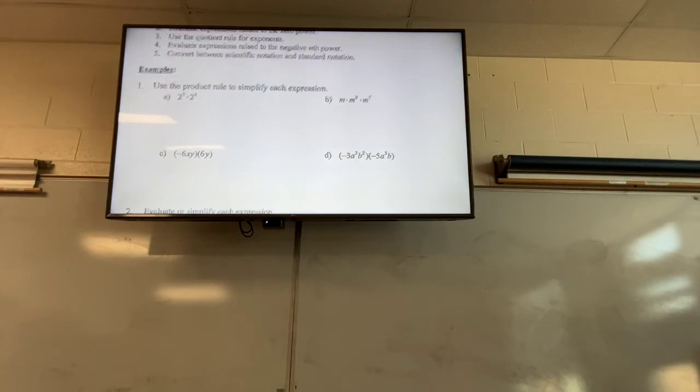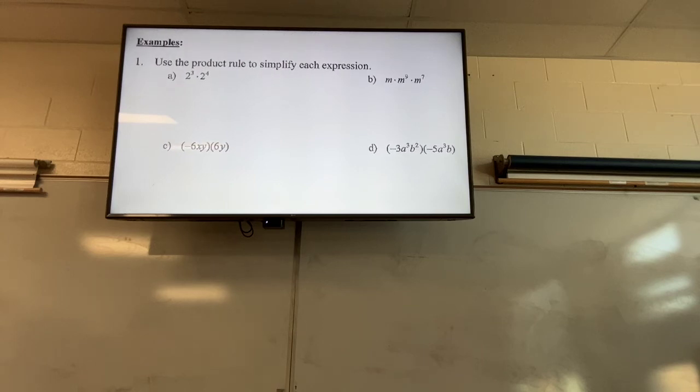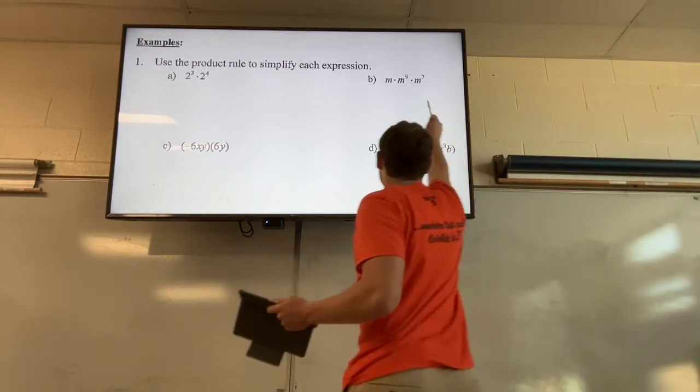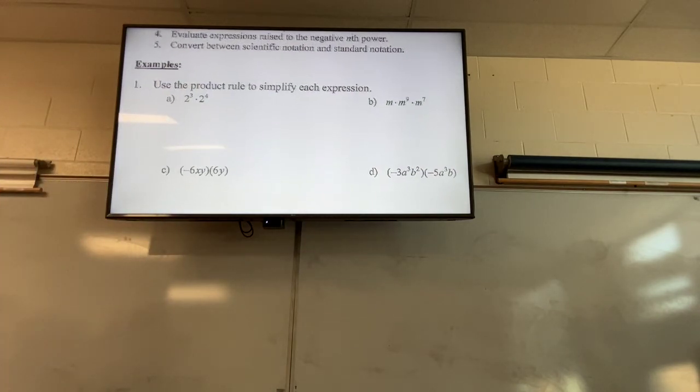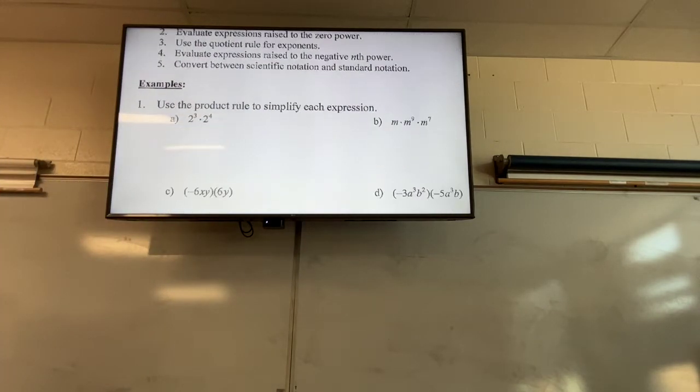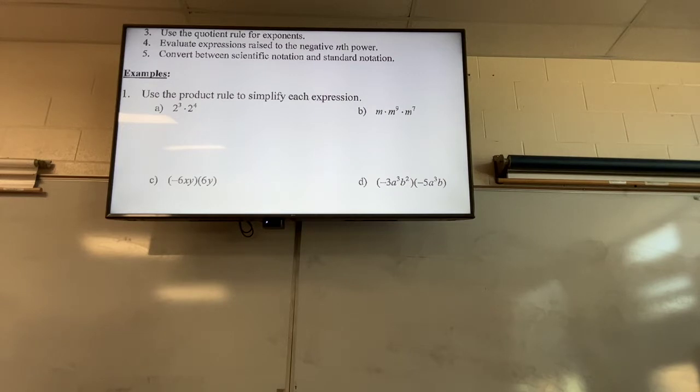All right, so we're going to use the product rule to simplify these exponents. We want to rewrite these two expressions as one exponent. How do we do that? What's the general rule we use? Anyone remember from Algebra 1?